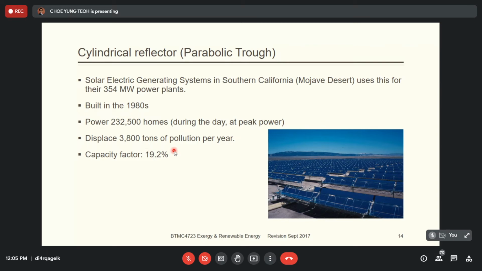Okay, then some of the researchers complain or criticize this project. They say, yes, this project will displace 3,800 tons of pollution per year if you compare it with a fossil fuel power plant. But it actually produces more CO2 emission than a nuclear power plant. Of course, a nuclear power plant produces almost zero emission. So if you compare with the nuclear power plant, then this actually emits quite a lot of carbon dioxide.